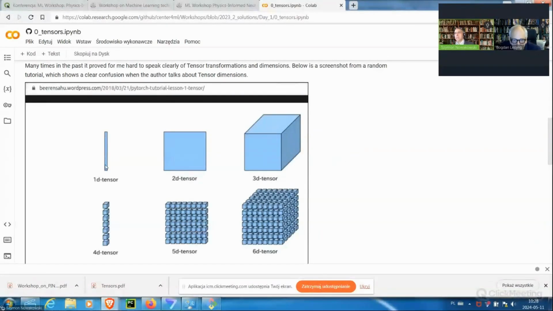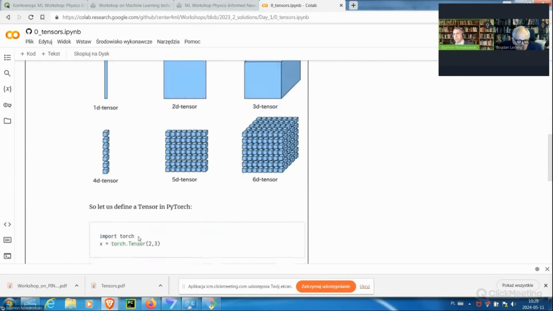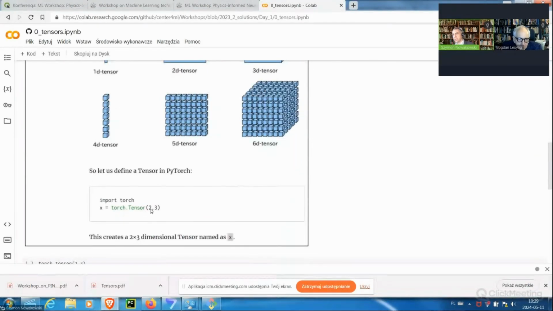So this guy explains what one-dimensional, two-dimensional, three-dimensional, four-dimensional, and five-dimensional tensors are. Of course, when you add a dimension, as you expect, a three-dimensional tensor would be a cube, and then a four-dimensional tensor would be a group of cubes, and then a five-dimensional tensor would be a cube of cubes. So it is as expected. Then he says, let us define a tensor in PyTorch. And he defines this tensor. And he says this creates a 2 times 3-dimensional tensor named X. So he created, according to what he's saying, a 6-dimensional tensor.